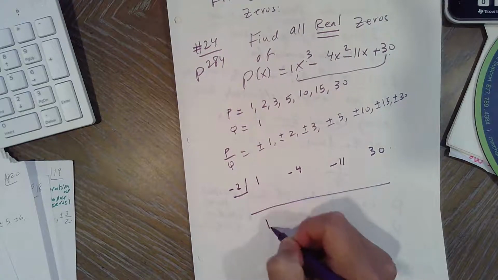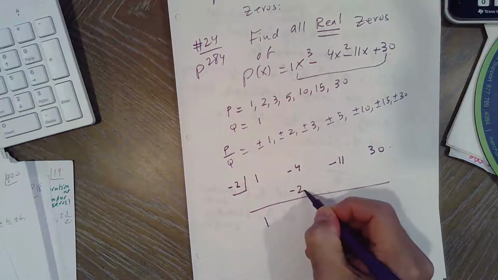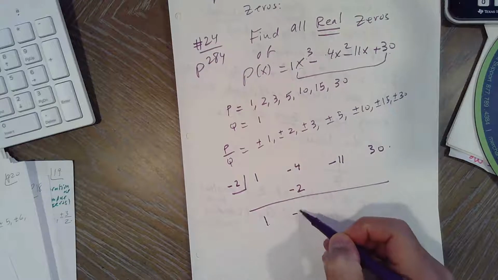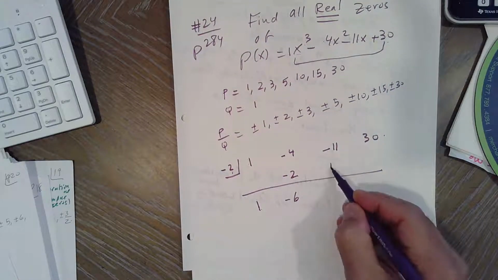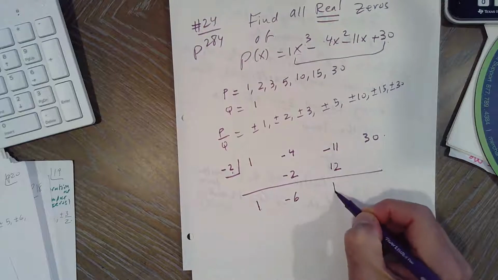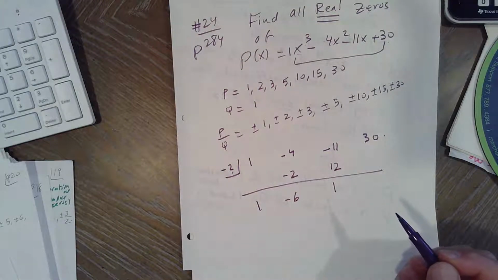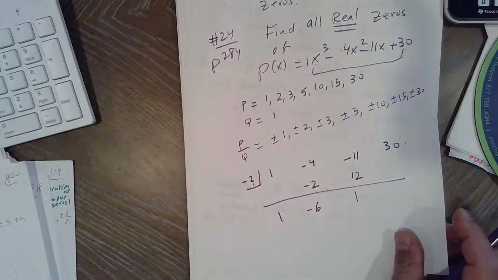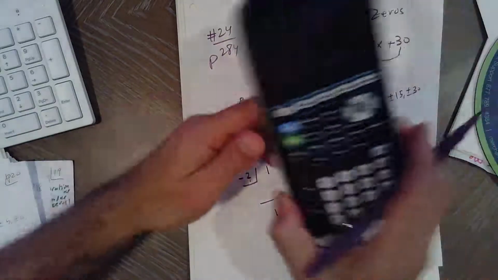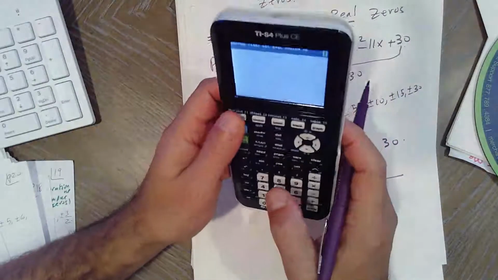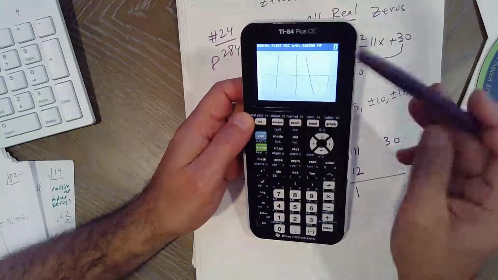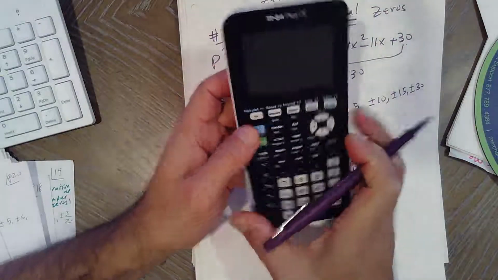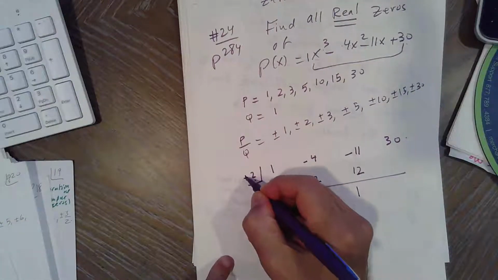So drop the 1. Negative 2 times 1 is negative 2. Add these two values. That's negative 6. Negative 2 times negative 6 is 12, plus negative 11 is 1. Something is wrong. That's not right. So let's go back. I must have made a mistake, so it's not negative 2, it's negative 3 and 2. Okay, so I was wrong. So we're going to do 2 here, sorry.